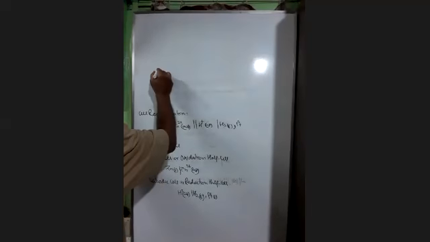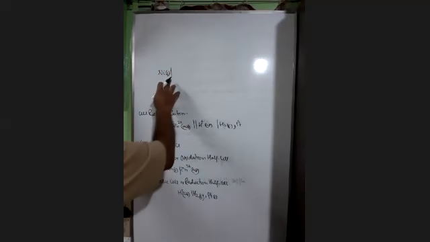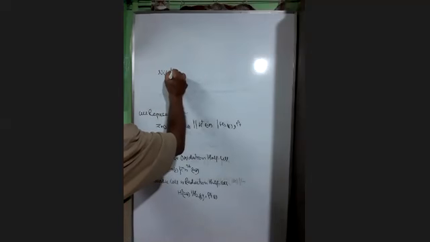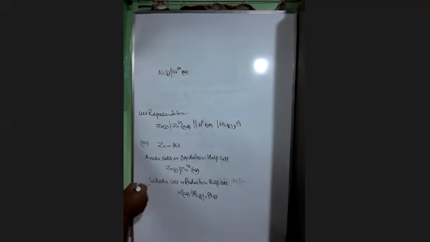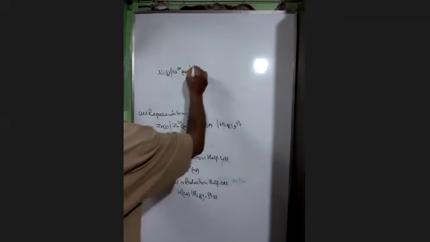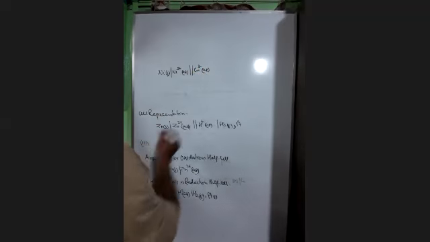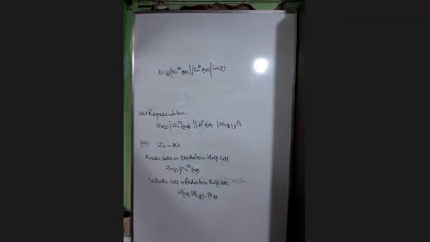Nickel solid, Ni(s), then a vertical line, then Ni2+ aqueous, then two lines, then Cu2+ aqueous, a single line, Cu solid. Yes, so this is the way to represent an electrochemical cell.